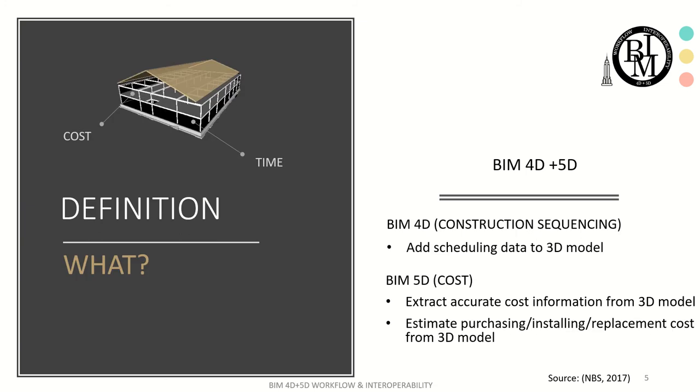So what is BIM 4D and 5D? According to NBS, BIM 4D means construction sequencing and BIM 5D means cost. When you add schedule data to a 3D model, it becomes BIM 4D, as you can see in this picture. When you extract accurate cost information from a 3D model, it becomes BIM 5D. And from this BIM 5D, we can estimate purchasing and installing, even replacement cost from the 3D model. It's very exciting, isn't it?